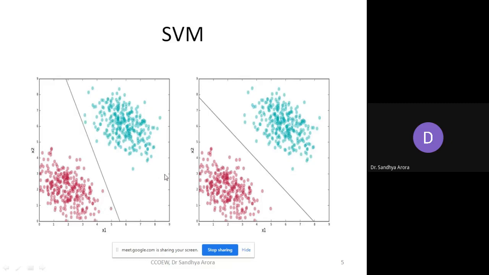What we want is a line which has the highest margin among your data points. Specifically, the data points we are considering here are this data point, this data point, this data point, the points which are near to the line. We want that margin to be maximized. So that's what SVM does.